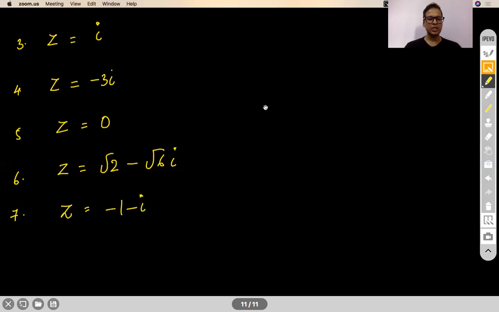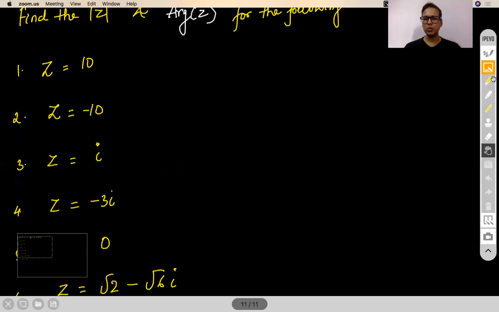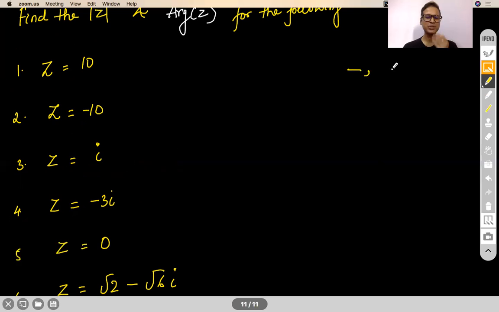Okay, now let's do one by one. We'll solve it simultaneously. So first one, your answer should be two numbers. First should give you the modulus, and comma, the second number should give me the argument. So for example, for the first one, your answer should be modulus comma argument, and put the question number 1, so that I know you are on the right track.